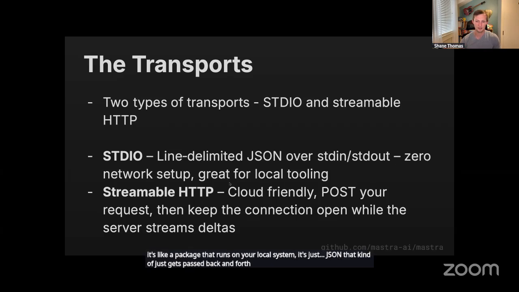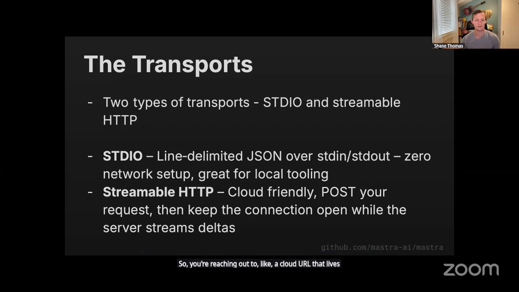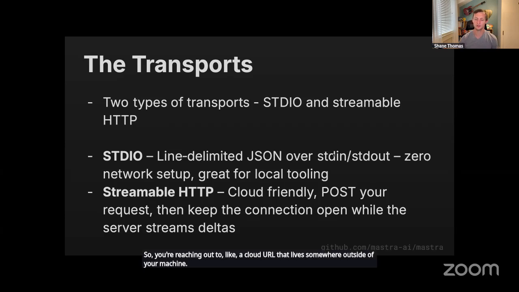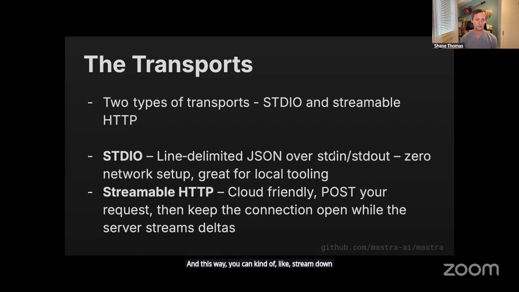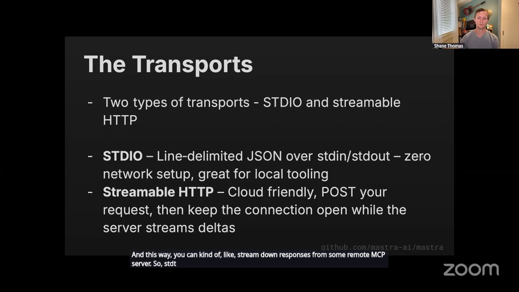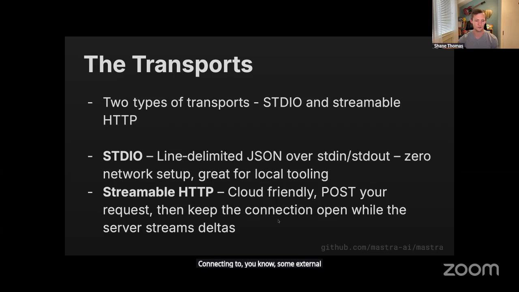Streamable HTTP is more cloud friendly. That's where you're reaching out to some kind of server somewhere, a cloud URL that lives outside of your machine. This way you can stream down responses from some remote MCP server. So STDIO is much more used for local tools, like maybe file editing tools, whereas streamable HTTP might be more for connecting to some external system or if you want to run it in the cloud.